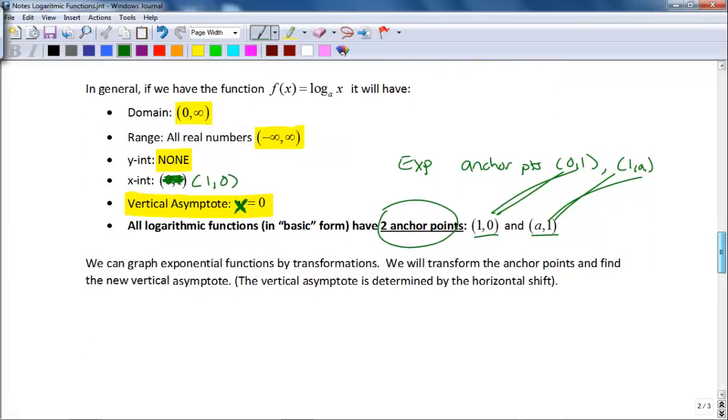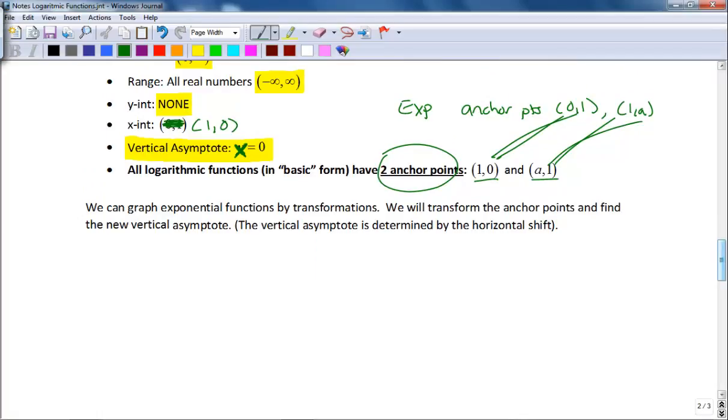Well, how do you graph these things by transformations? It's going to be exactly like we graphed by transformations for our exponential functions. What we do is we take those anchor points and we transform them depending on that horizontal shift and vertical shift and a reflection if we have it. Then we find our new vertical asymptote.